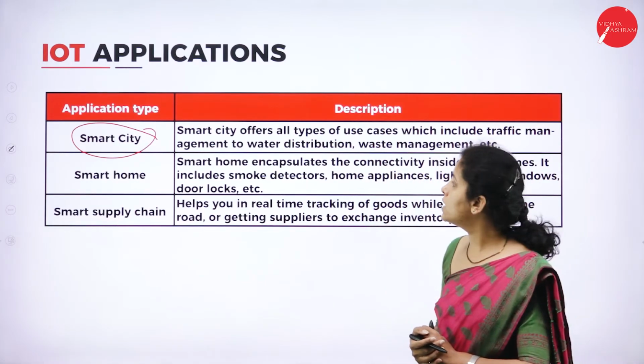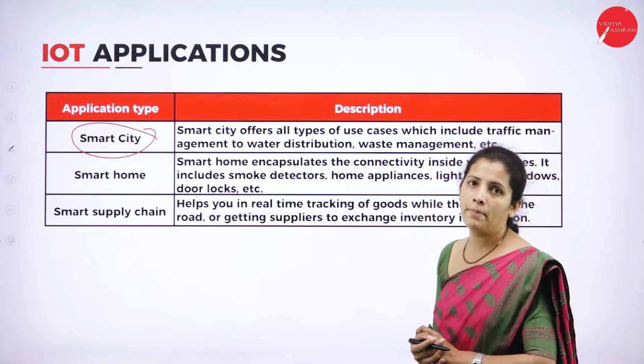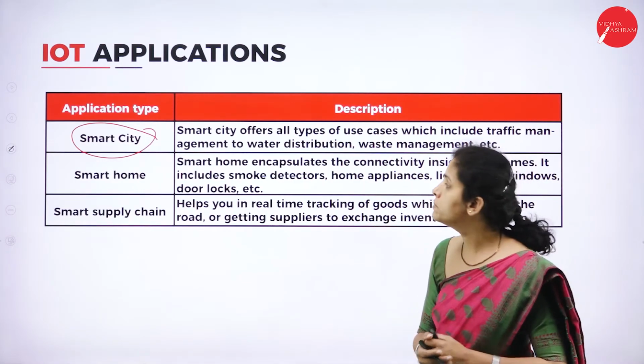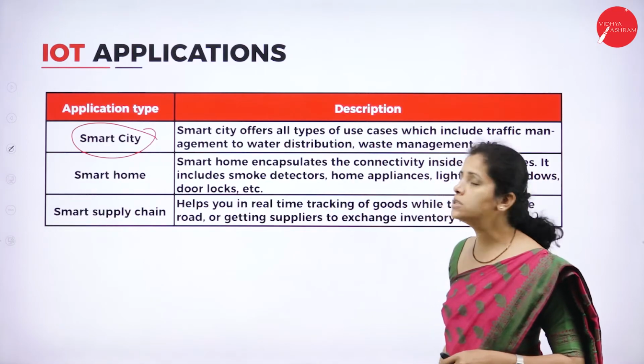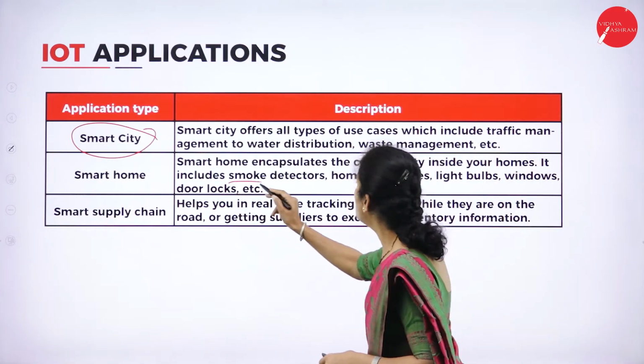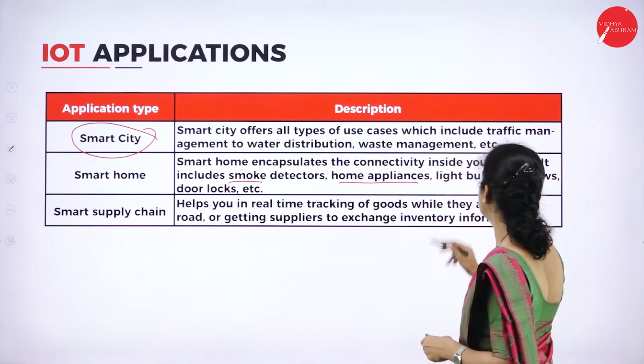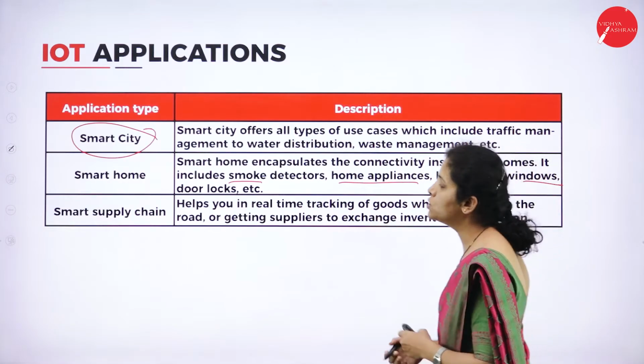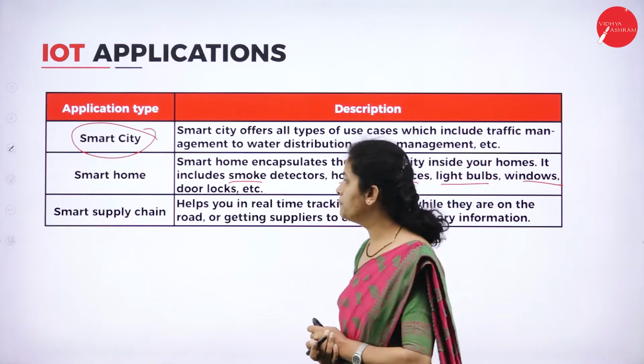If I want to control all the electronic appliances in our home, then I can use IoT. It detects smoke, home appliances, light bulbs, windows, door locks, etc.